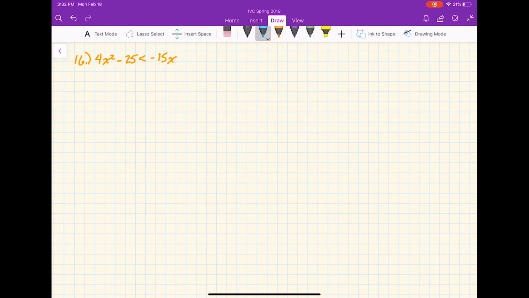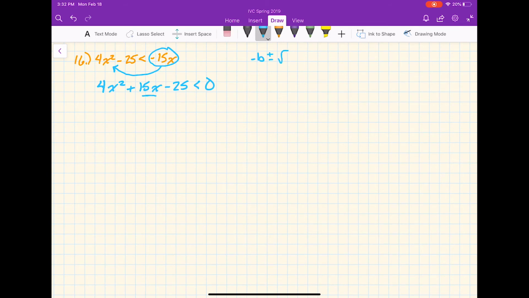Now number 16. All right, so we got to distribute that negative 15 over to this side. So we have 4x squared plus 15x minus 25 is less than 0 because there's nothing left over there. We took this, we moved it over here, and we changed it to a plus. So that's where our plus 15x came from in the middle here.